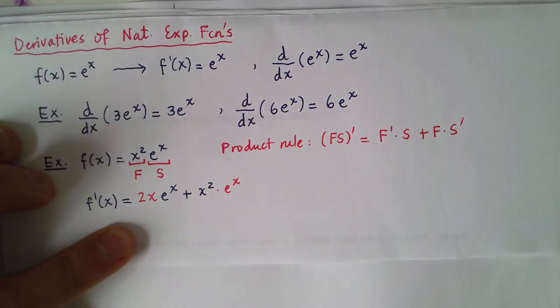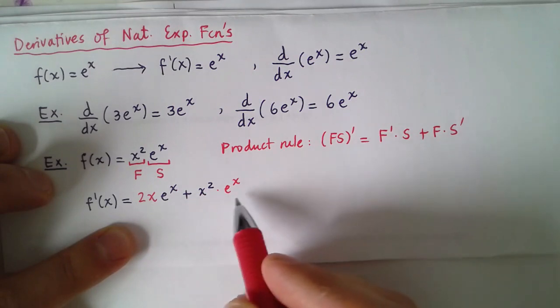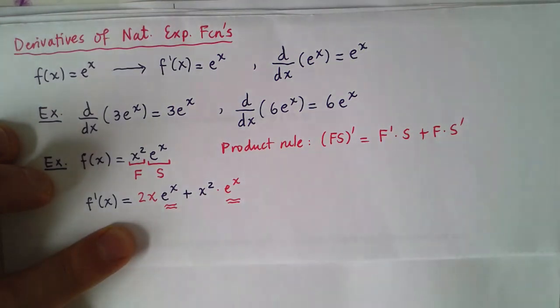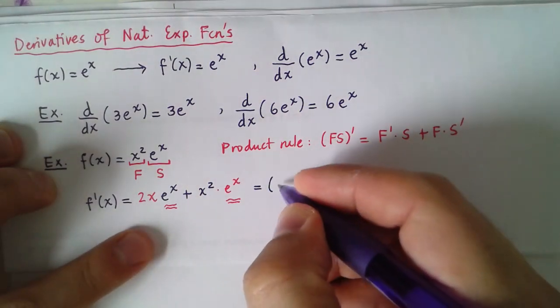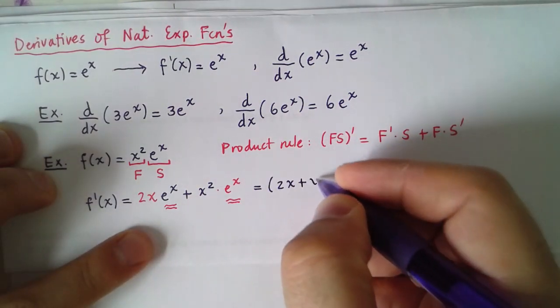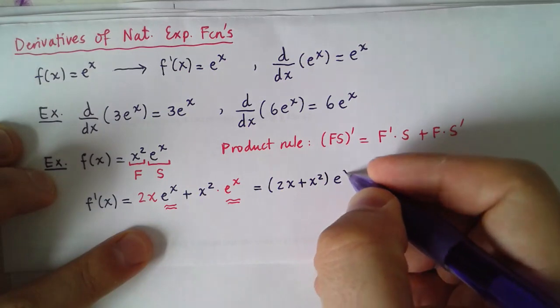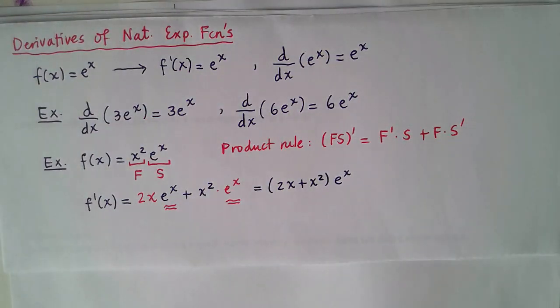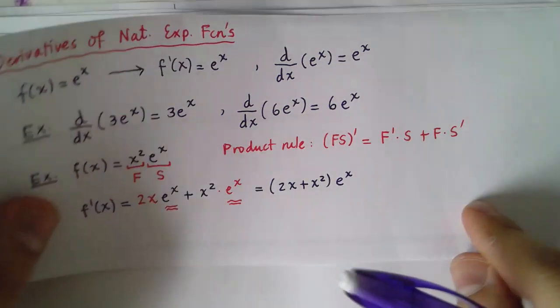You see both terms here contain an e to the x, which you may just factor out if you want to simplify this derivative. So it's going to be 2x plus x squared, multiplied by e to the x. So this is how you find the derivative when you have a product. And let's go to the next example.